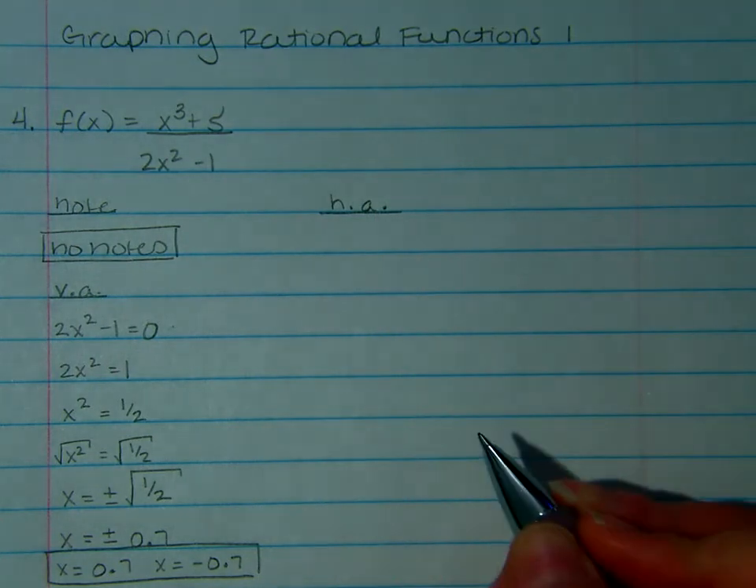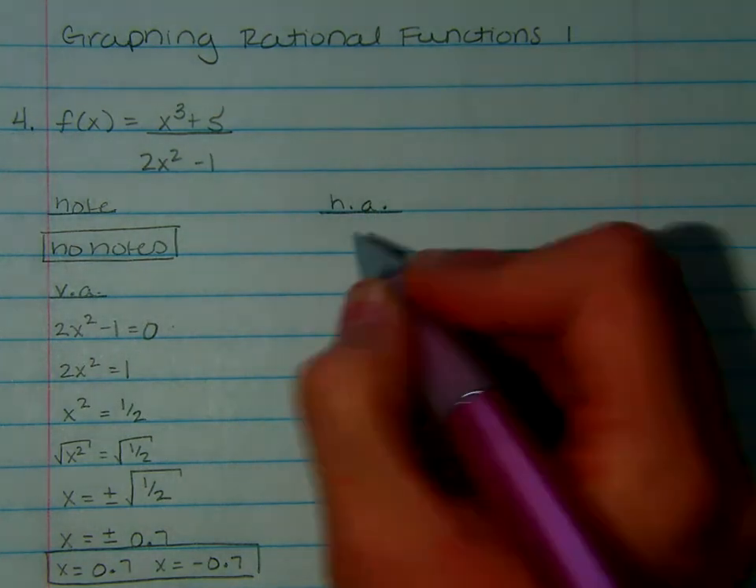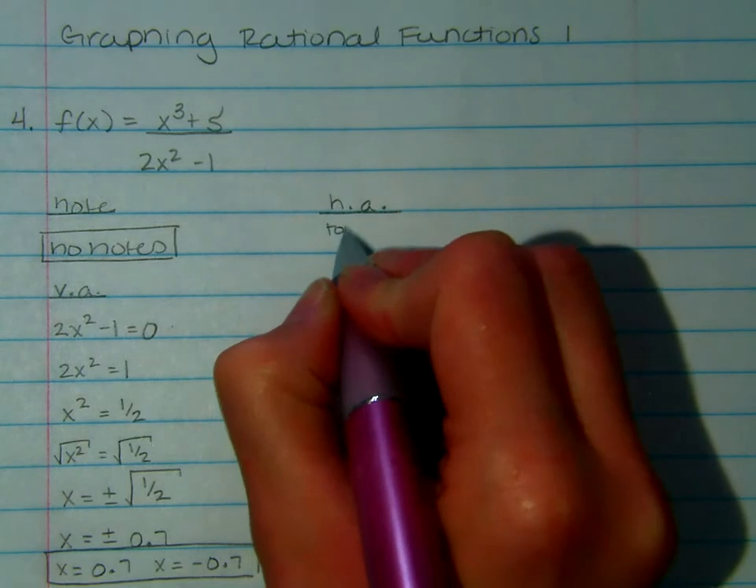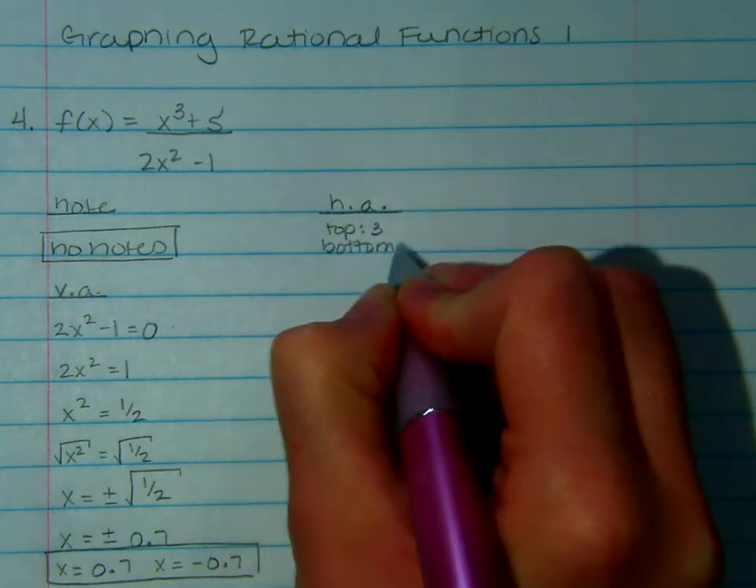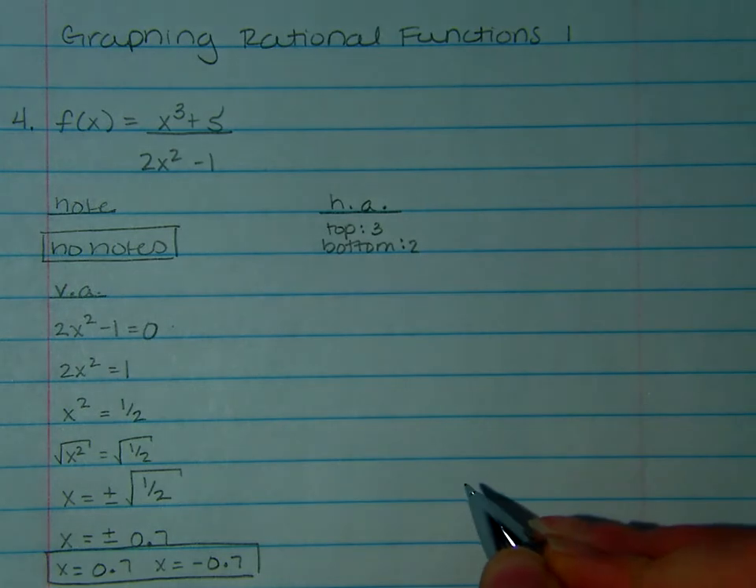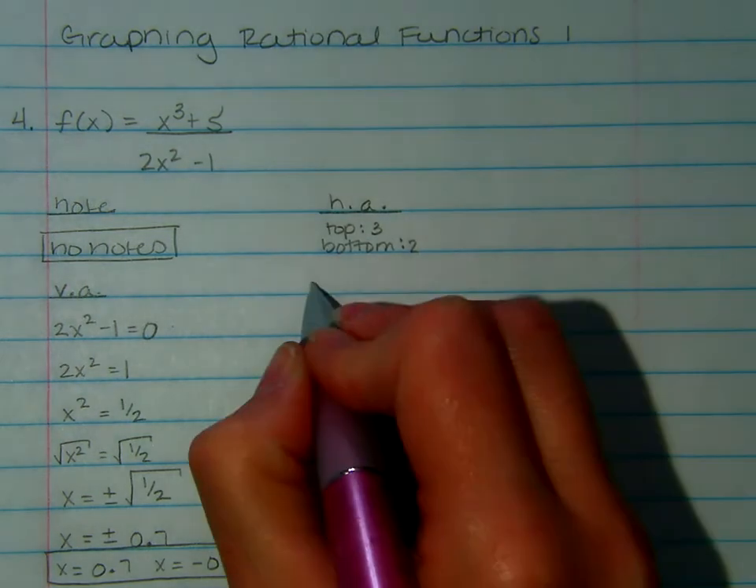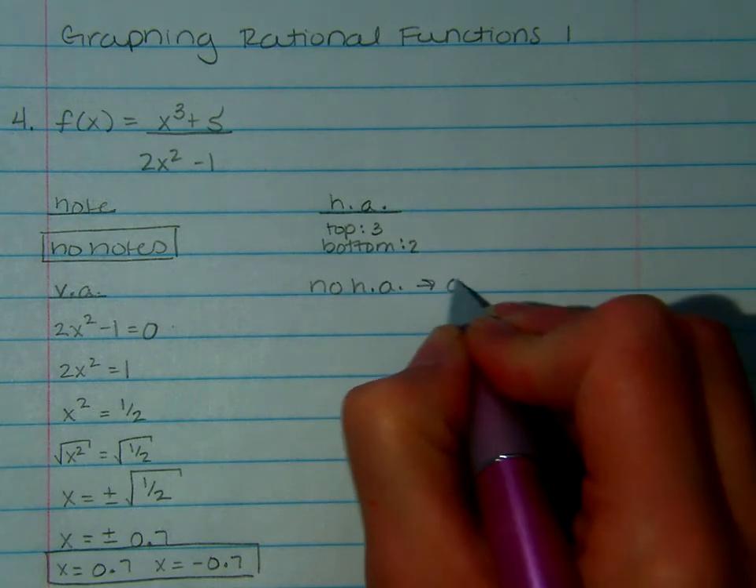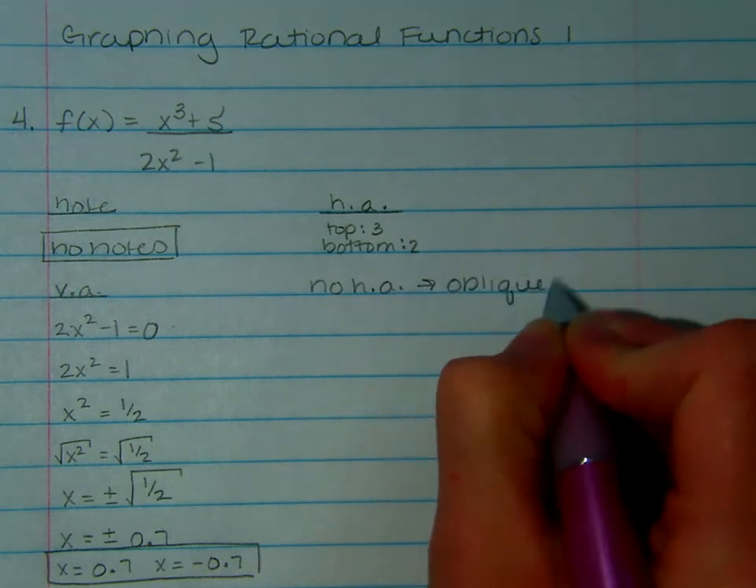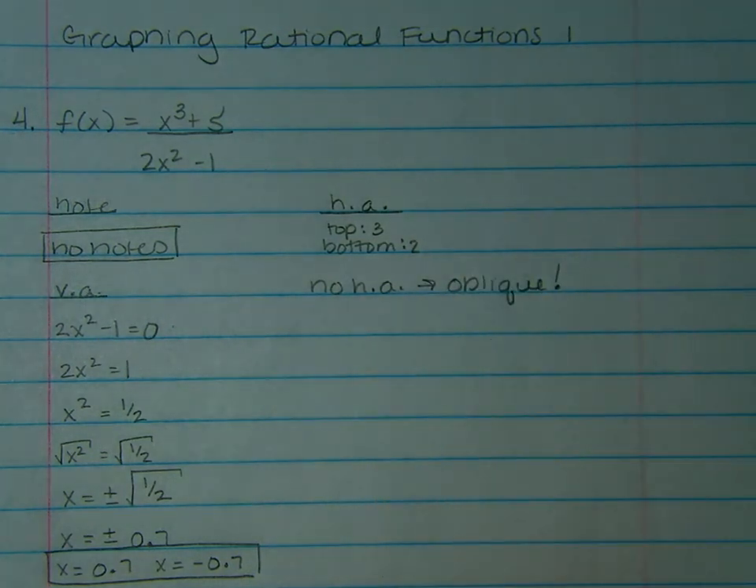And remember, we find horizontal asymptotes by comparing the exponent on the top with the exponent on the bottom. My top exponent is 3 and my bottom is 2. And what does that mean? That means that there's no horizontal asymptote, but there is an oblique! Exclamation point, because we're excited that we get to find an oblique asymptote. And remember, you find oblique asymptotes by dividing the top by the bottom.